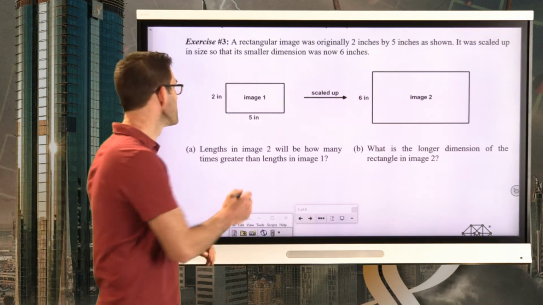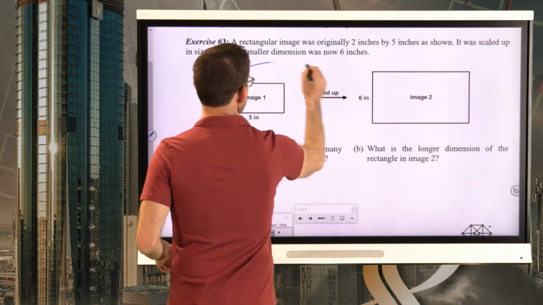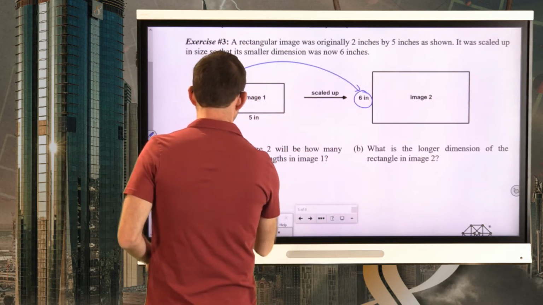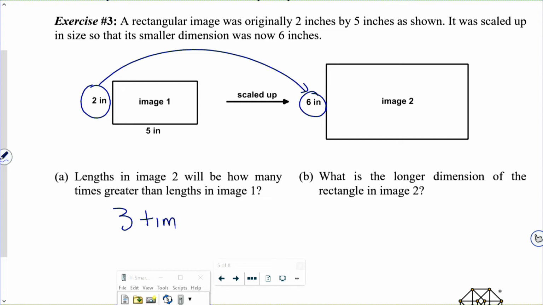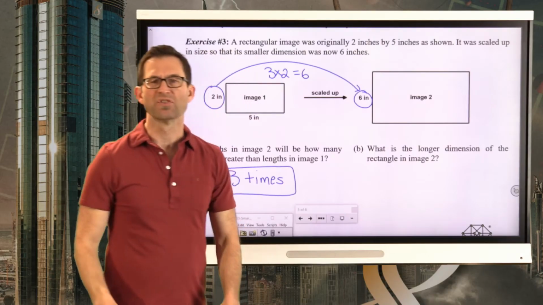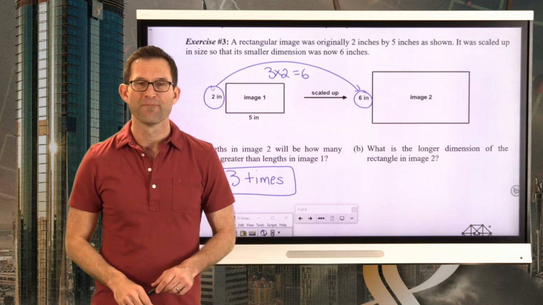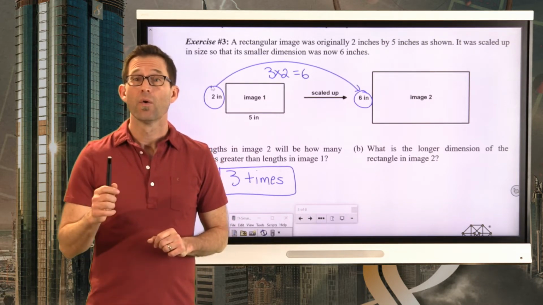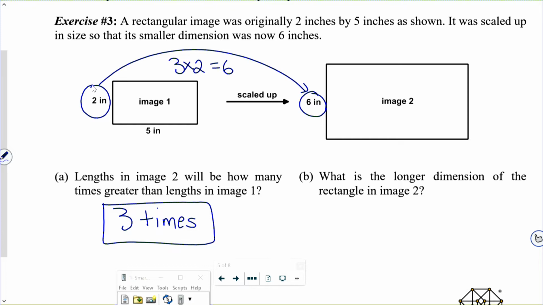Well, it's as simple as this. That 2 inches became that 6 inches, so therefore 3 times greater. 3 times 2 is equal to 6, so what I did is I just tripled all the lengths. Which makes letter B quite easy. What is the longer dimension of the rectangle in image 2?